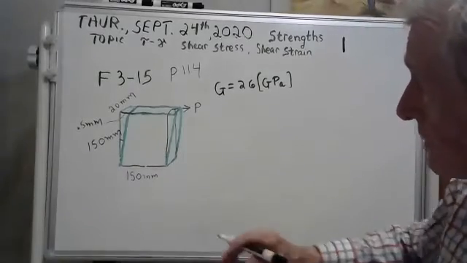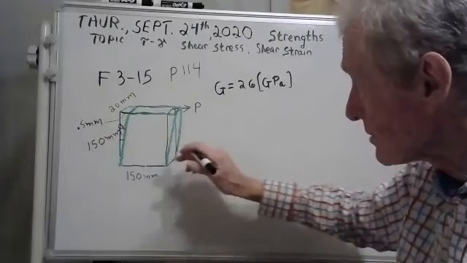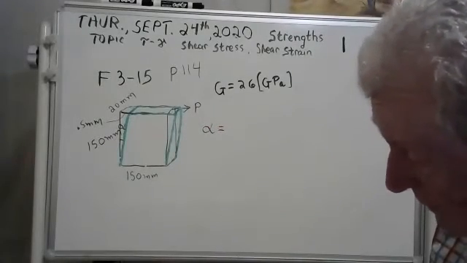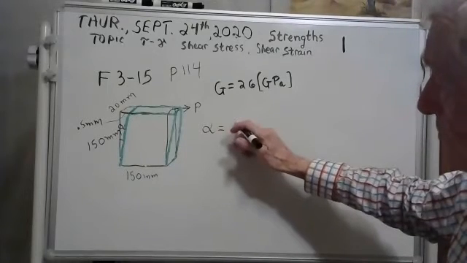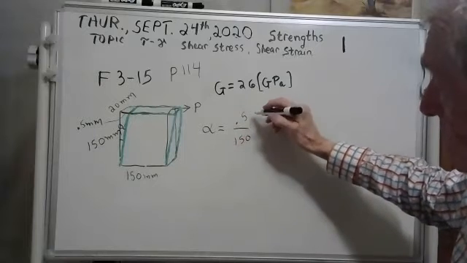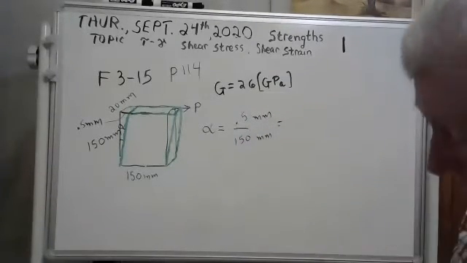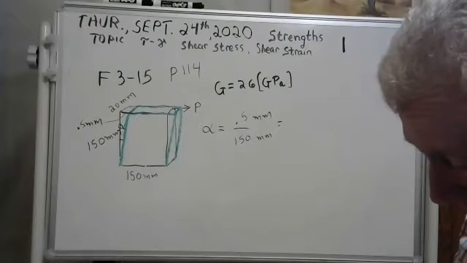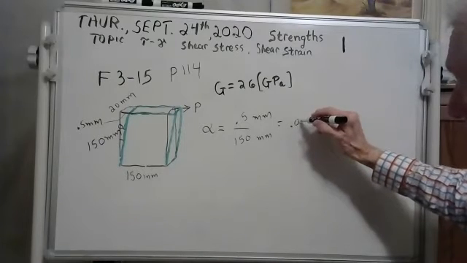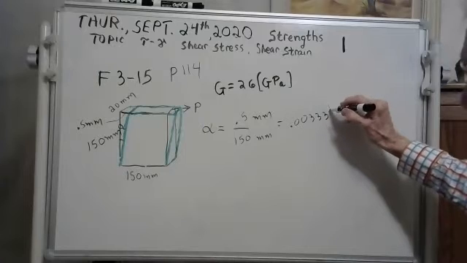Let's get that angle. You want to call it, I don't know, call it alpha maybe. That's a good name for it. Now, alpha, in radians, is 0.5 over 150. 0.5 millimeters over 150 millimeters. So in radians, it's 0.5 divided by 150. It's 0.00333, a whole bunch of threes, radians.